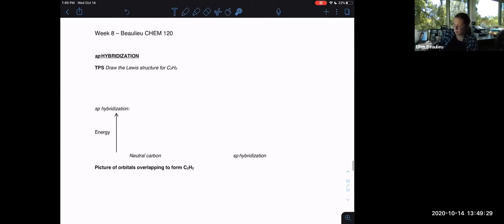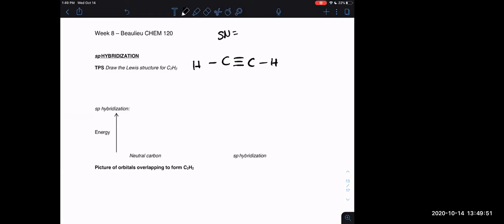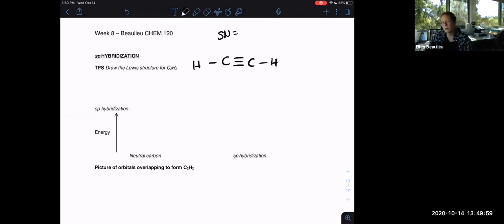Okay, there's one last form of hybridization. Let's talk about sp hybridization. So the Lewis structure for acetylene is seen here. What's the steric number for carbon in this compound? 4? 1 or 2? 2. Okay, I've heard 2 votes for 2. Heard 1 vote for 1. 1 vote for 4. Anybody want to take 3?